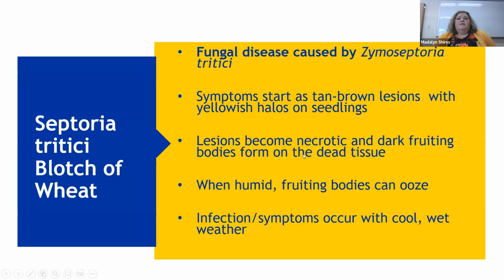This is another fungal disease, Septoria tritici blotch of wheat. The symptoms start as tan to brown lesions with yellowish halos, similar to many of our other spot diseases. The lesions, again, will become necrotic, and you will see those little black fruiting structures popping up on the dead tissue. When it's humid, the fruiting bodies may ooze, and this disease is most likely to occur with cool, wet weather.